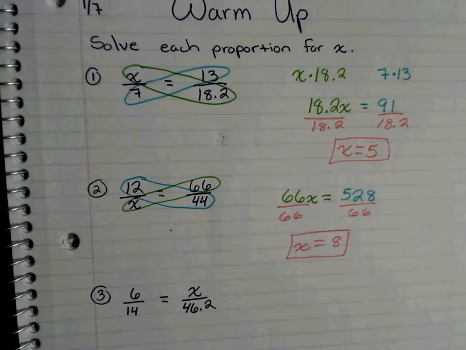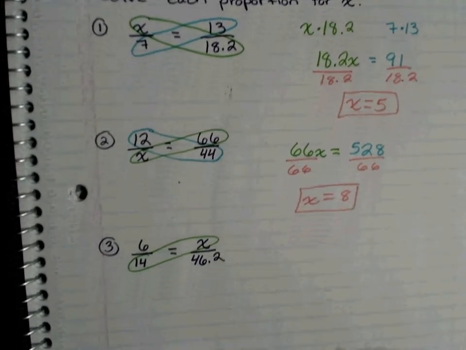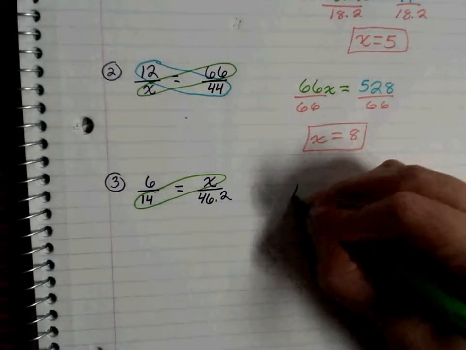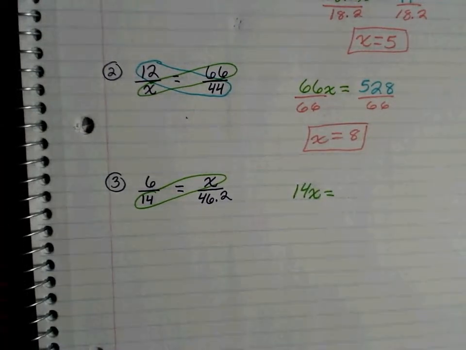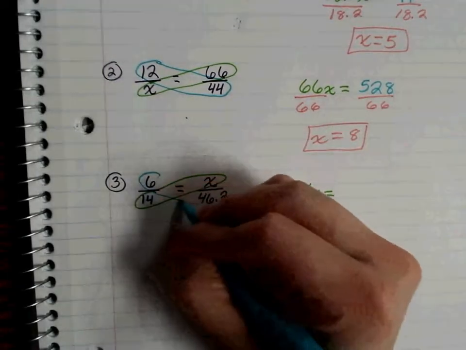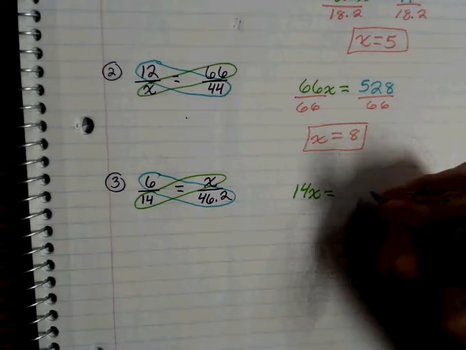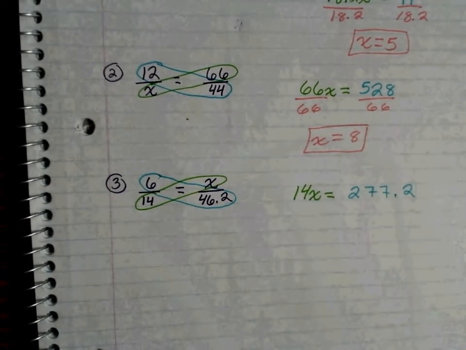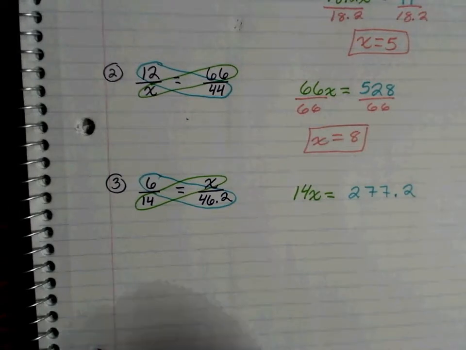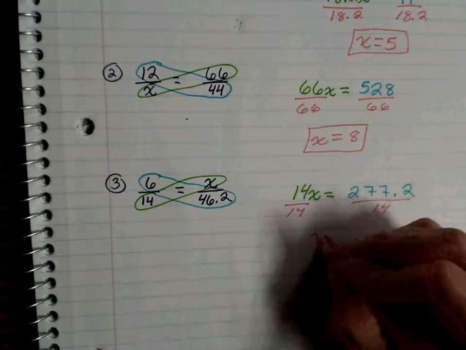19.8 is correct. Okay, so once again, we're going to multiply 14 times the x. Let me move that up a little so you can see. We're going to get 14x, because 14 times x is 14x. Then we're going to multiply 6 times 46.2, and that's going to give us 277.2. And then we'll divide by 14 on both sides, and we're going to wind up getting that x is 19.8.